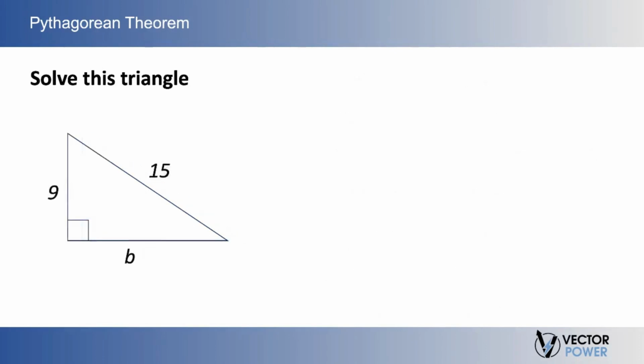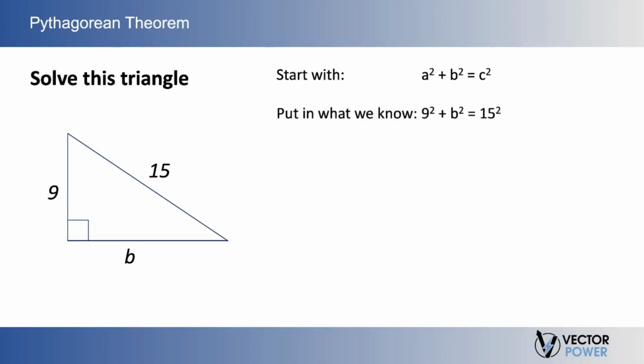All right, let's solve this triangle. We'll work through it together. Once again, we'll start with a squared plus b squared equals c squared. And we'll substitute and put in the values that we know. Now we'll calculate the squares. So 9 squared is 81, b squared we don't know yet, and 15 squared is equal to 225.